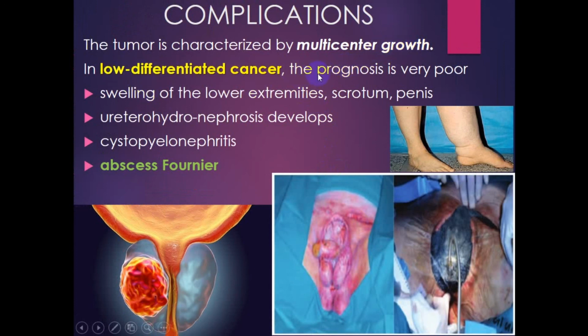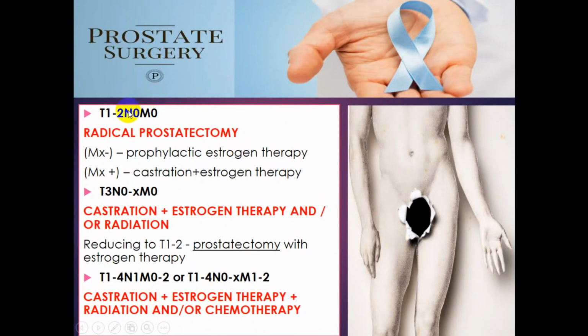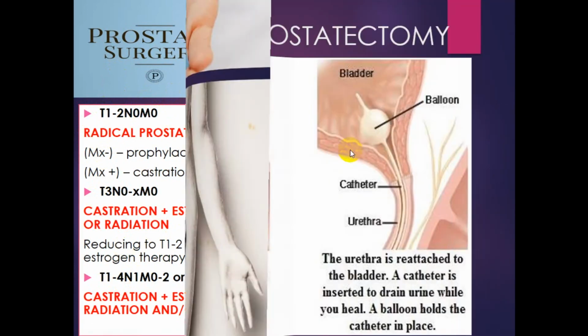In poorly differentiated cancer, the prognosis is very poor, and it may have lethal results, abscess, Fournier gangrene, cystopyelonephritis, and others. So surgical treatment is common in such cases too. Treatment may differ according to the stage, from radical prostatectomy to castration, estrogen therapy, and radiation or chemotherapy. So, well diagnosed can lead to well treated.